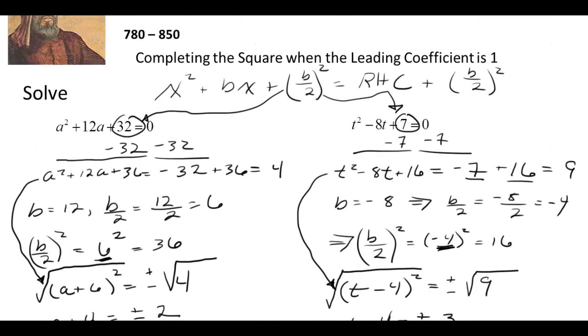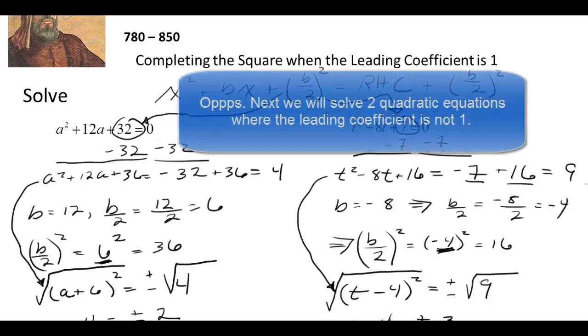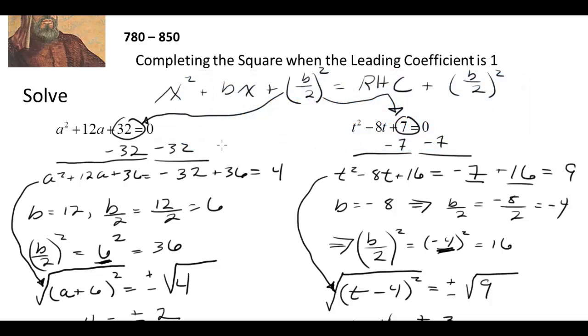Okay, next time we're going to solve a couple of quadratic equations where the leading coefficient is not 1. And the trick is we need to reduce the quadratic equation to this form, and then we just do what we just did, which is, as you can see, such a common strategy in mathematics. See if you can reduce a problem that you don't know how to solve to a problem you do know how to solve.